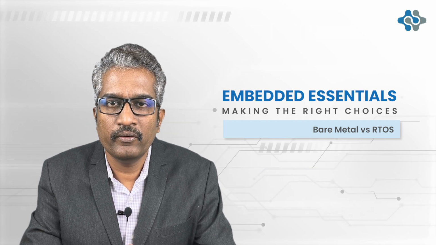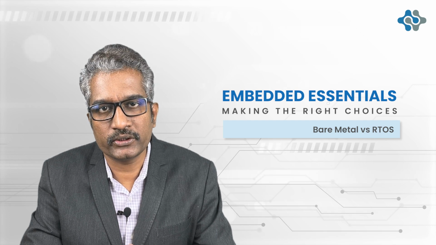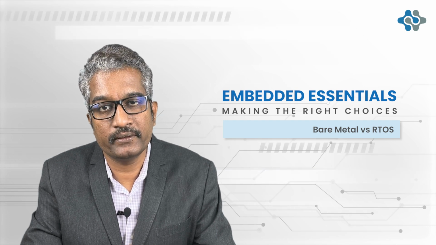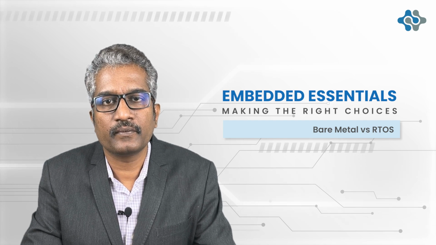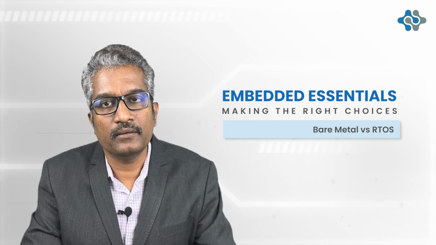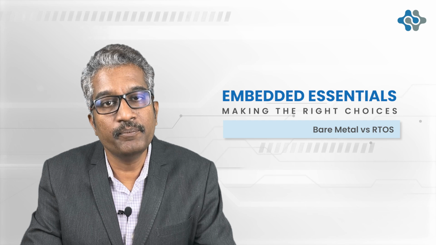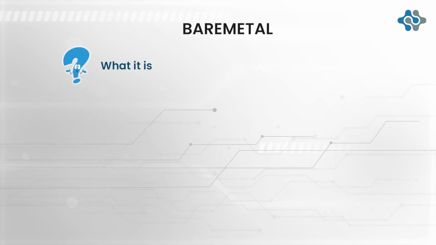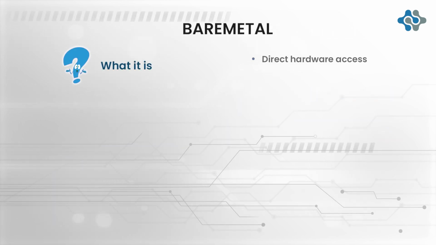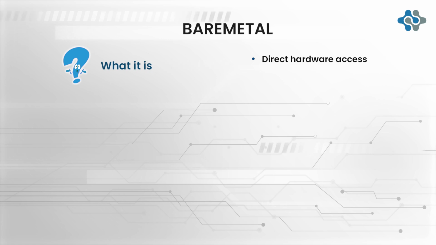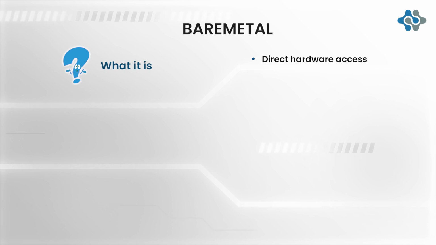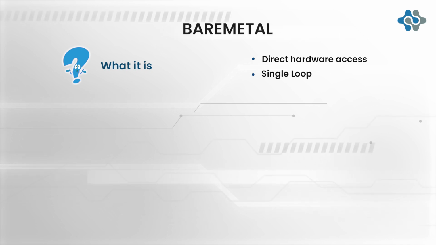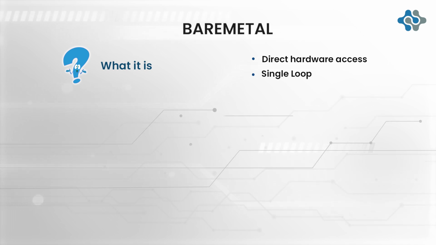In this video, we will break down the two main approaches and look at a framework for designing the right choice. Bare metal systems. Let's start with bare metal. This is arguably the simplest approach conceptually. You write code that interacts directly with the microcontroller's hardware, registers, and peripherals. There is no underlying operating system abstracting things for you. Your program often runs on a single main loop, possibly handling external events via interrupts.